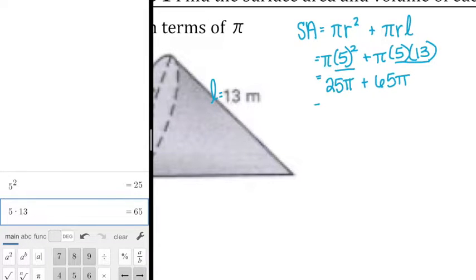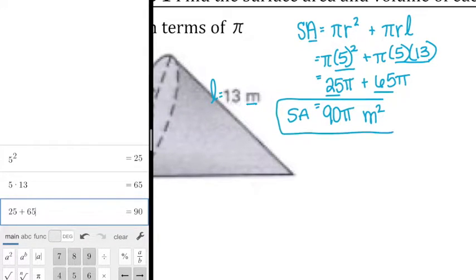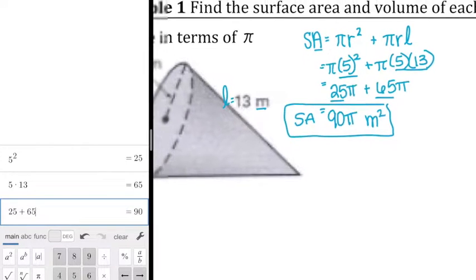So to find my final answer, I just need to add these together, thinking about the 25 and the 65 like coefficients. So I'm going to do 25 plus 65, and I get 90. So the surface area is going to be 90 pi. Now to get my units, since these were measured in meters, and this is surface area, which is two-dimensional, that's going to be square meters. So my surface area is 90 pi square meters.